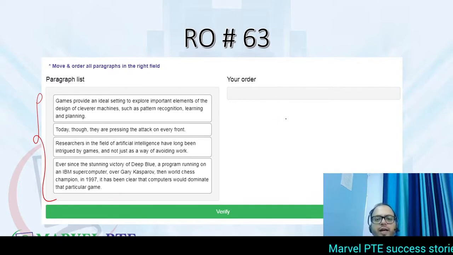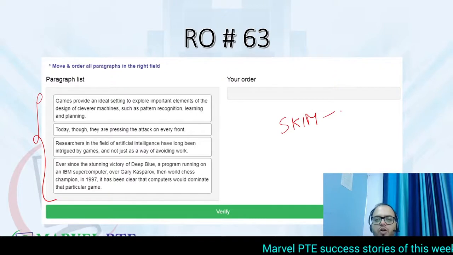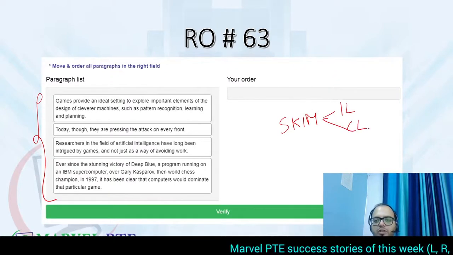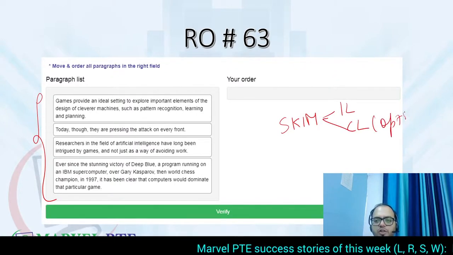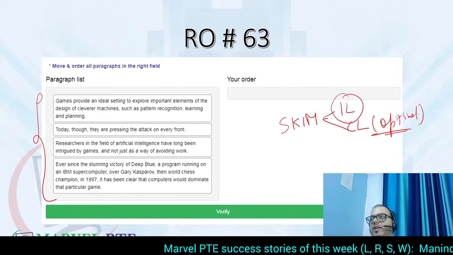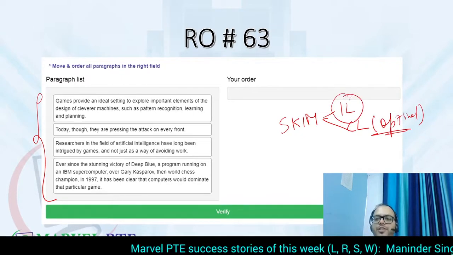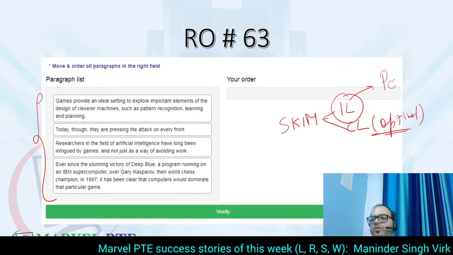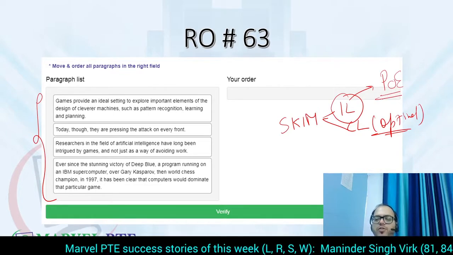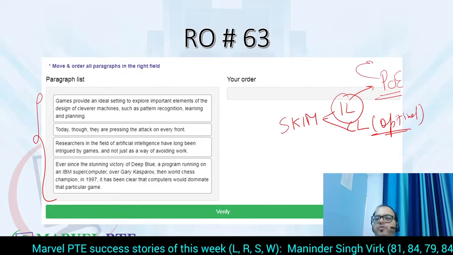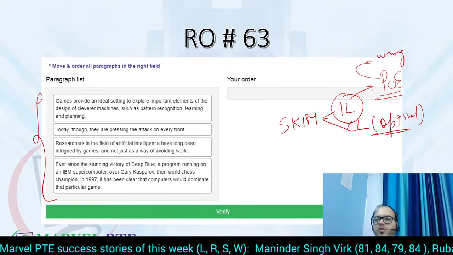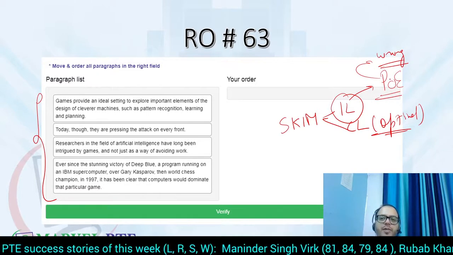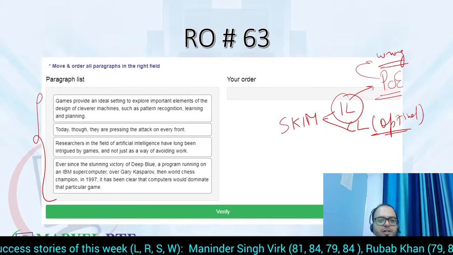Okay, you know that. Now the first thing we do is skimming. We skim it for finding independent line and conclusion line. Conclusion line is optional, but independent line is important. And for independent line, we use the process of elimination. In process of elimination, what we do is we eliminate the wrong options, and the line that is left is our independent line. Now let's get started.